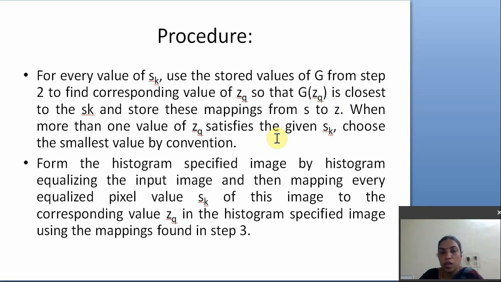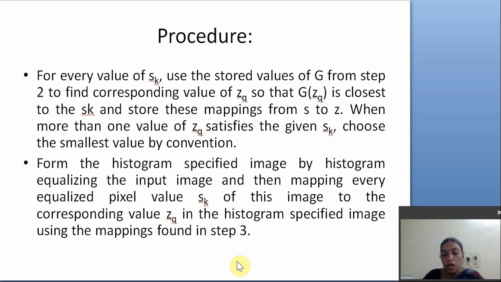We will explain this one with the example, so then you can get the clarity. Now coming to the last step: form the histogram specified image by histogram equalizing the input image and then mapping every equalized pixel value SK of this image to the corresponding value ZQ in the histogram specified image using the mappings found in step 3. From these values, you form the histogram specified image.